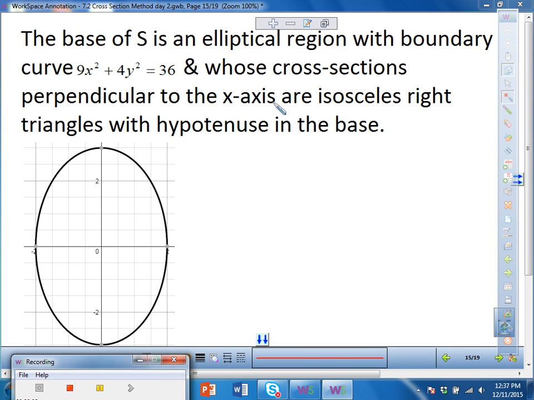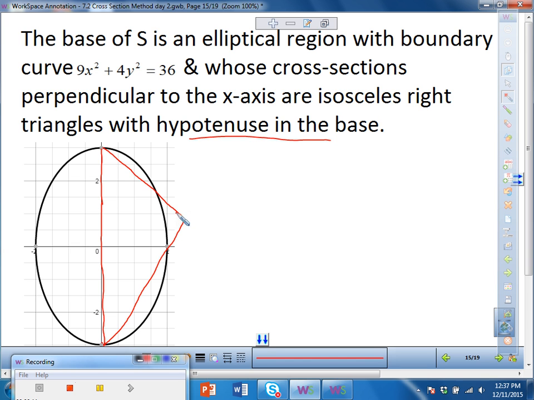So now we have this elliptical region whose cross-sections, once again, are perpendicular to the x-axis, are isosceles right triangles, and the hypotenuse is in the base. So we got a lot going on here, okay? One thing we know is that we have to do everything in terms of what? X. So the first thing we want to do is kind of figure out, I'm gonna jack up this triangle, I know, but bear with me.